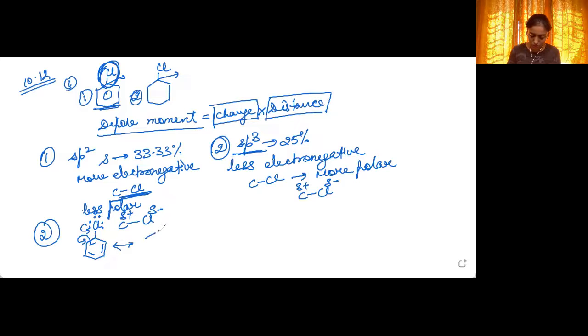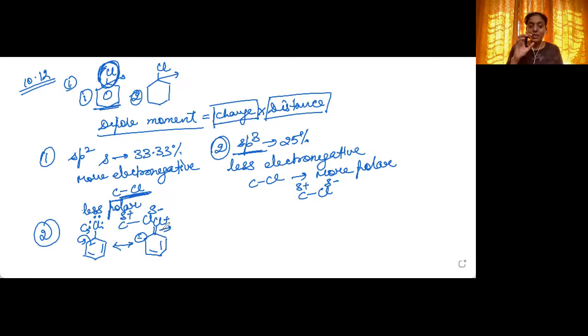So I'm just drawing one resonating structure. I will not be drawing all the resonating structures because we do not need to draw them here. Chlorine will get a positive charge, and a negative charge on the benzene ring. Now, what is happening due to resonance? This bond has become double. The carbon-chlorine bond has developed a double bond character.